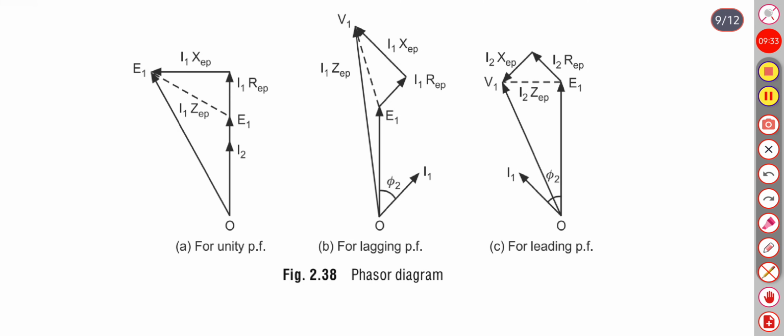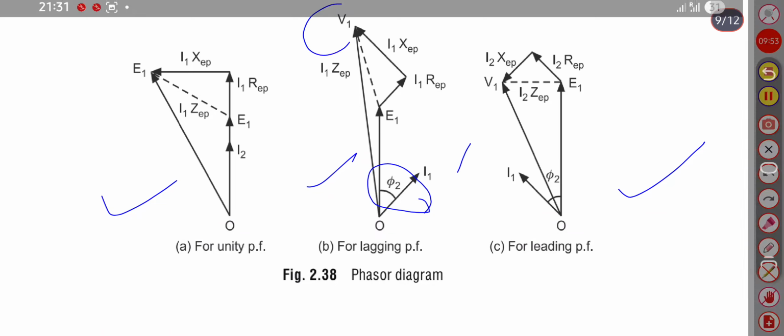The phasor diagram for such type of quantities is given here. For the unity power factor, this is for lagging power factor, and this is for leading power factor. As discussed earlier, phi 2 is the angle between I1 and vector V1, and here phi 2 is the angle between E1 and I1, on the leading side.